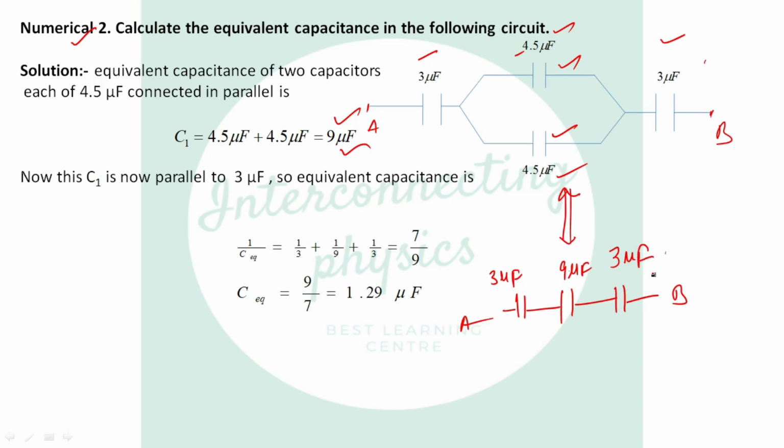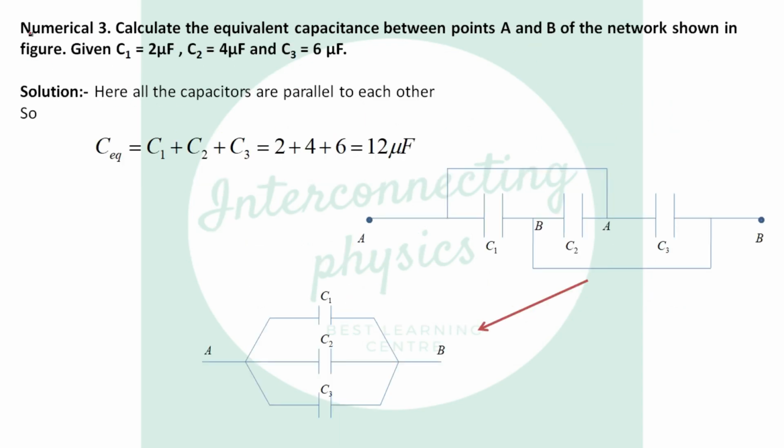So now these are in series, and we know series is 1 over C equivalent equals 1 over 3 plus 1 over 9 plus 1 over 3, which, if we take LCM, is equal to 7 over 9. If 1 over C equivalent is 7 over 9, then C equivalent equals 9 divided by 7, and the answer is 1.29 microfarad. Now the problem number 3, and it is very important, and it is called the wire connection problem.